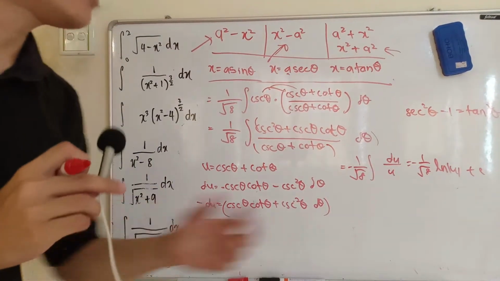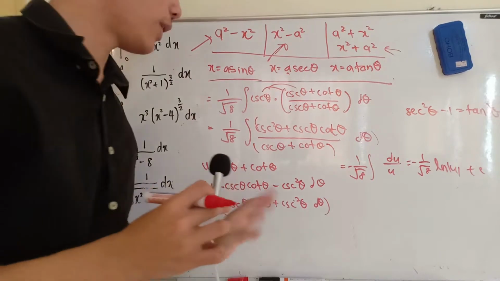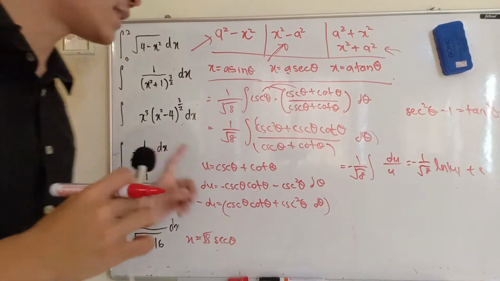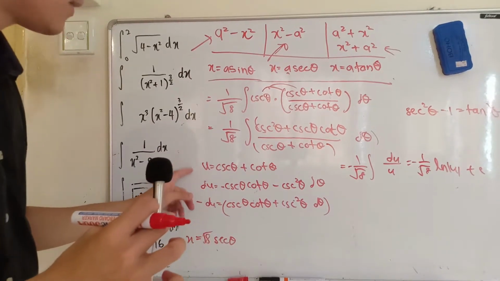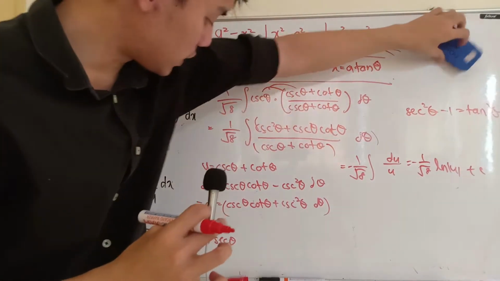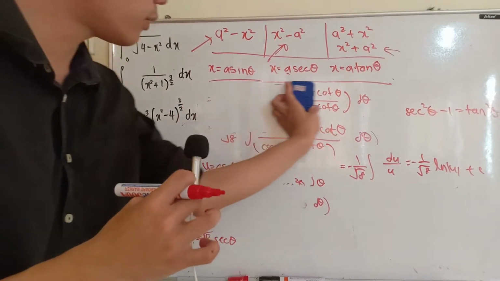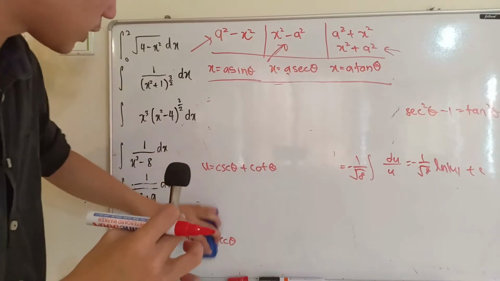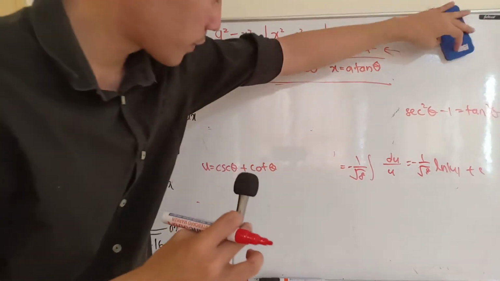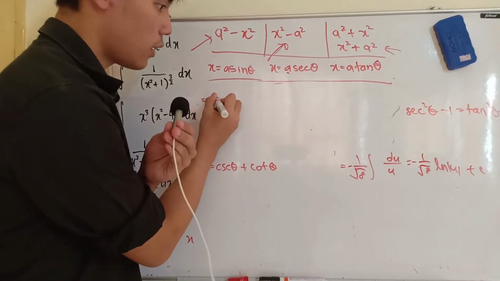Now I don't want it in the form of u, I don't want it in the form of cotangent, secant. I don't want it in the form of x. So now I'm going to sub my u back. My u is actually cosecant plus cotangent. I'm just going to erase this part.